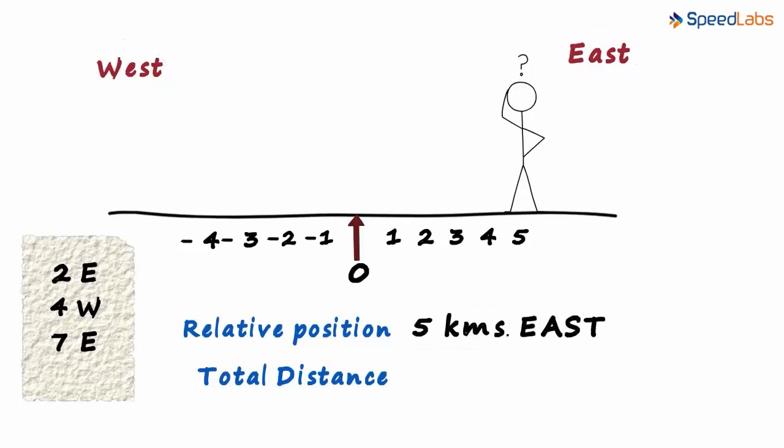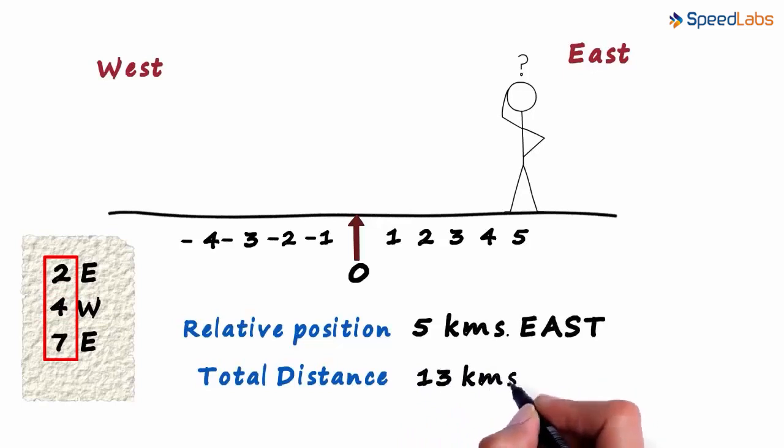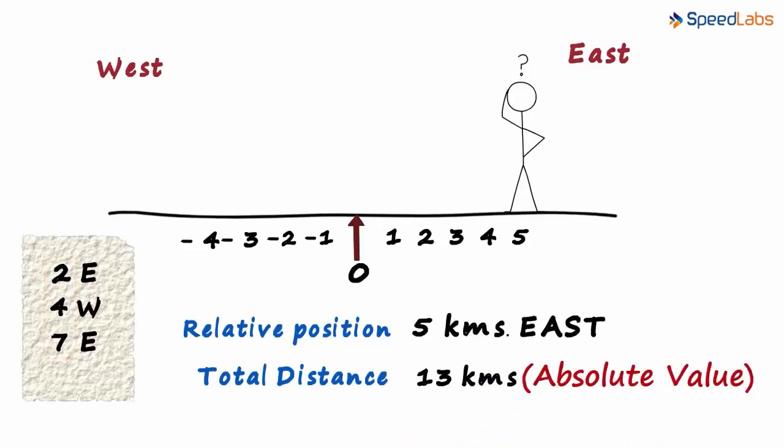Now we come to the second question. What is the total distance travelled by you? Yes, you would have calculated it by now. It's 2 plus 4 plus 7 and that equals 13 kilometers. There you go. We just used the concept of absolute value.